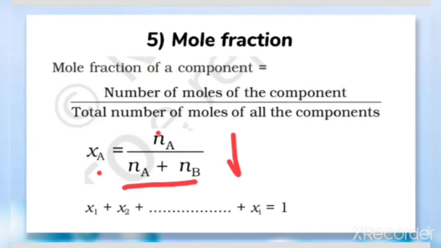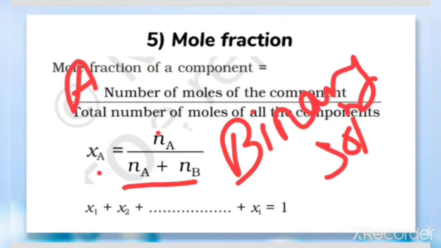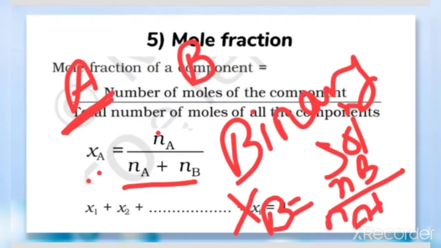Consider this as a binary solution. Binary solution means a solution in which two components are there. One component is A and the other one is B. So what will be the mole fraction of component A? That is XA is equal to Na upon Na plus Nb. And if we want to find XB, that is Nb divided by Na plus Nb. So the denominator is the total number of moles of all the components.